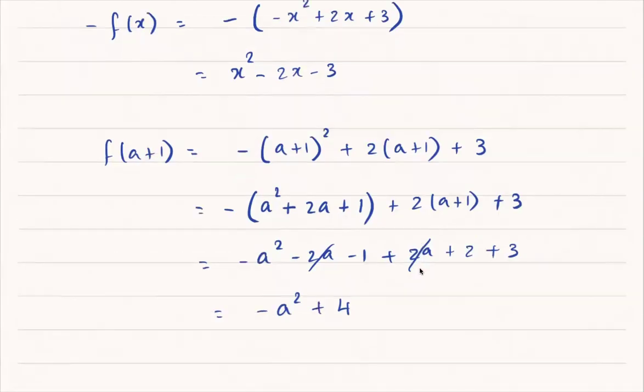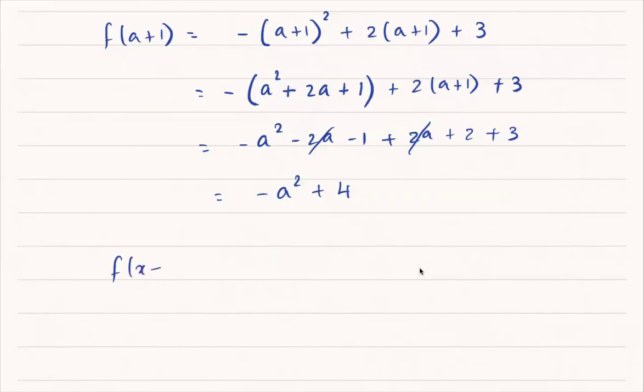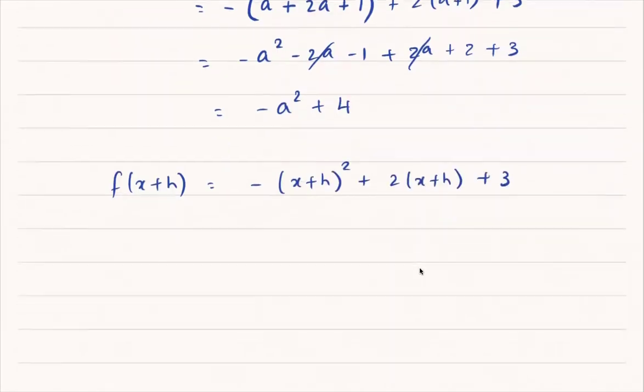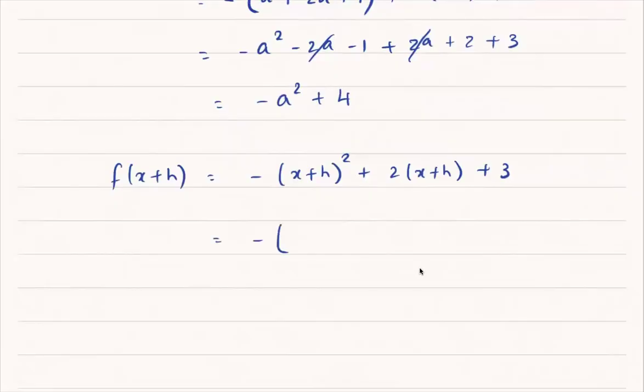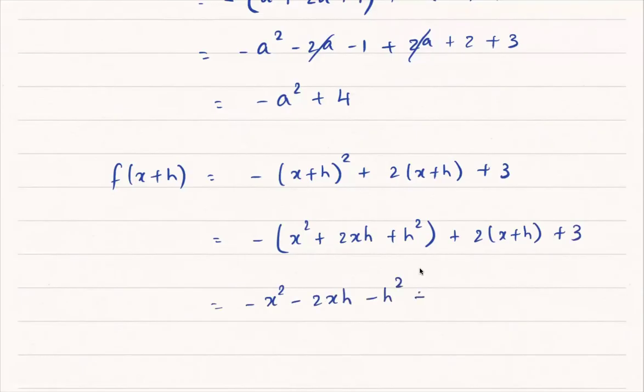Okay. And then in the last one, I'm asked to evaluate f of x plus h. So again, x plus h the whole squared plus 2 times x plus h plus 3. Now you know that x plus h the whole squared is nothing but x squared plus 2xh plus h squared plus this. Now distribute. You have negative x squared minus 2xh minus h squared plus 2x plus 2h plus 3. There are no like terms to combine here, so you can just leave the answer as is.